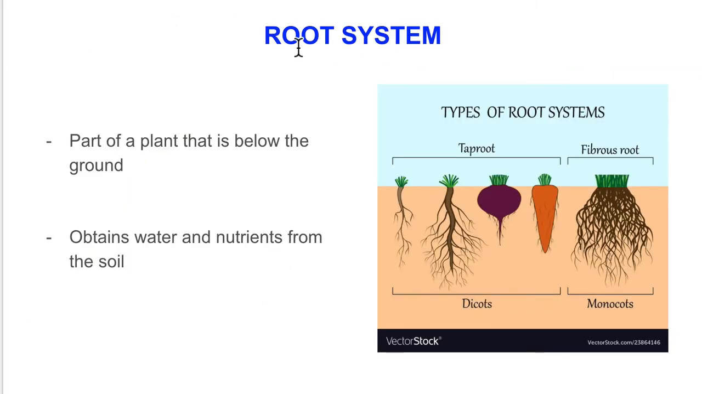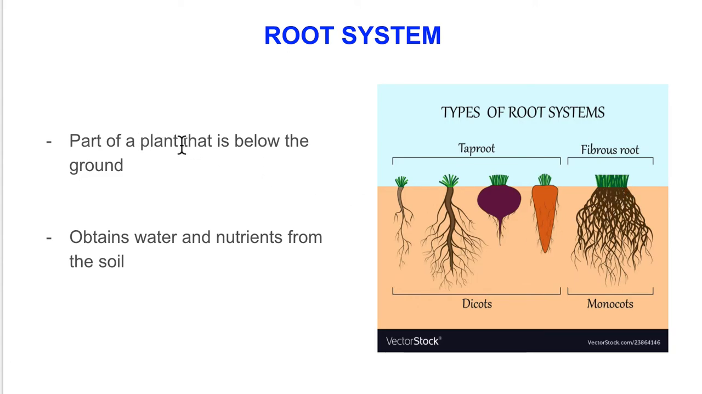Then the next word is root system. You guys know what a root is. A root is the bottom part of a plant, right? Here's some different types of roots. There's some called a tap root, which is kind of more like a triangle type root. And then there's these roots that are also spread out, so like grass right here.